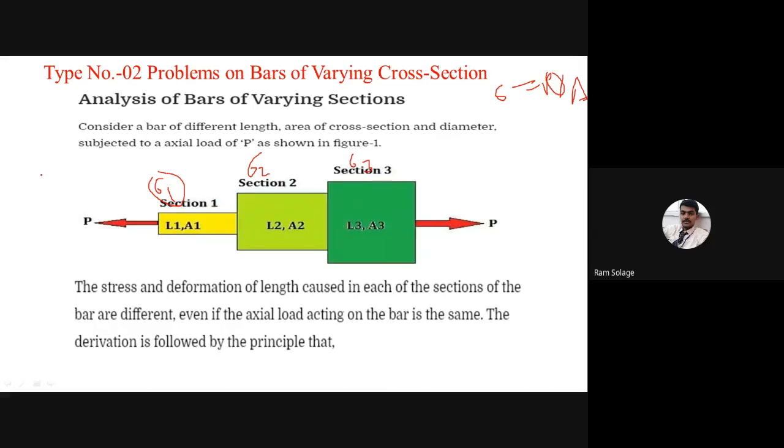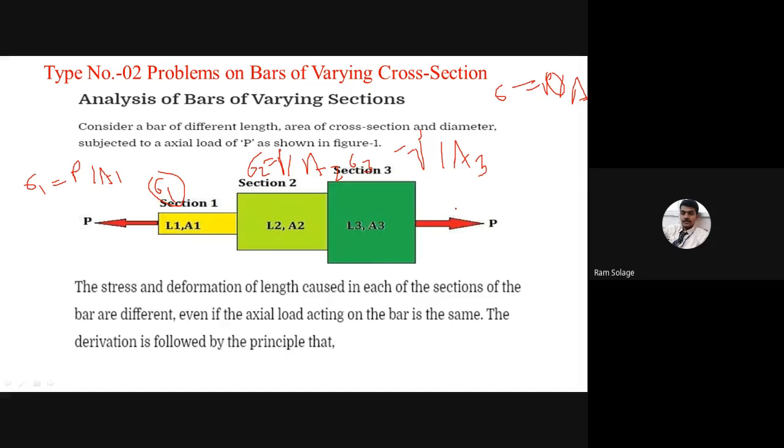So how to calculate sigma 1? Sigma 1 is equal to the applied force, which is common, P divided by A1. Similarly, sigma 2 is calculated as P divided by A2. P is the common force applied on the cross section area. It is a common force. So P upon A2. Similarly, P upon A3. With the help of these formulas, we can calculate sigma 1, sigma 2, and sigma 3. In every problem we have to calculate the value of stress, strain, and elongation. Now sigma 1 we have calculated, sigma 2 we have calculated, sigma 3 we have calculated.